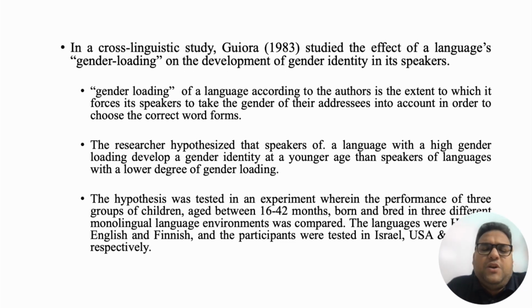According to this, the researchers hypothesized that speakers of a language with very high gender loading would develop a gender identity at a much younger age than speakers of languages with a lower degree of gender loading. This hypothesis was tested in an experiment wherein the performance of three groups of children aged between 16 and 42 months, born and bred in three different monolingual language environments, was compared. The languages were Hebrew, English, and Finnish, and the participants were tested in Israel, USA, and Finland, respectively.